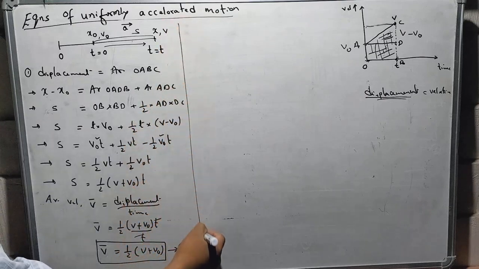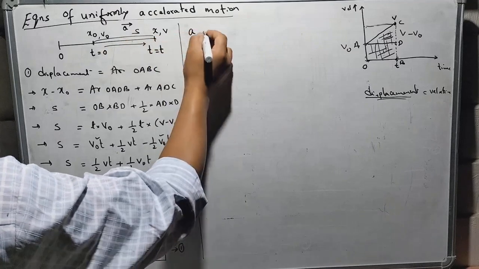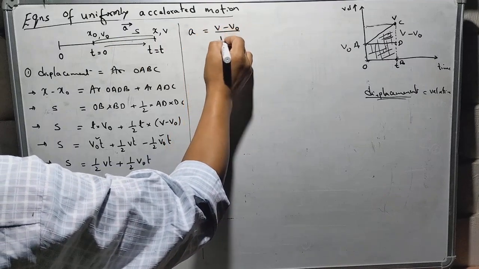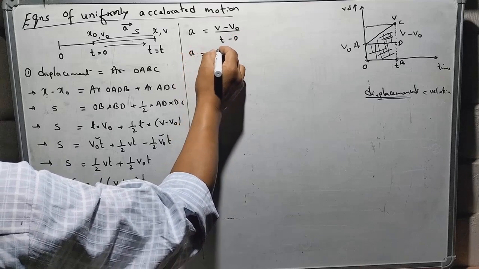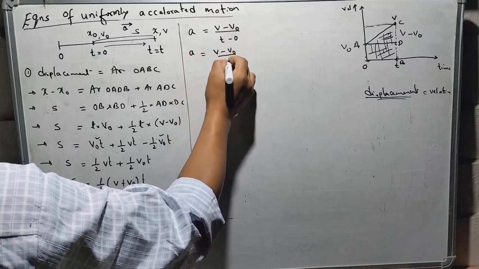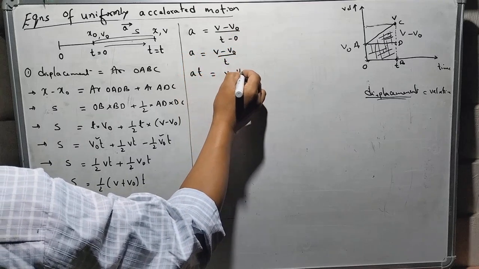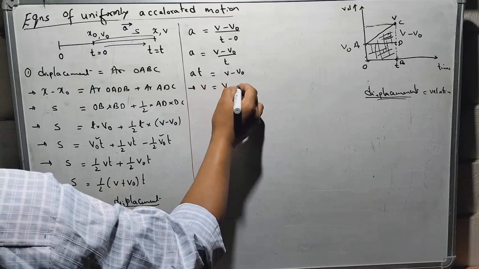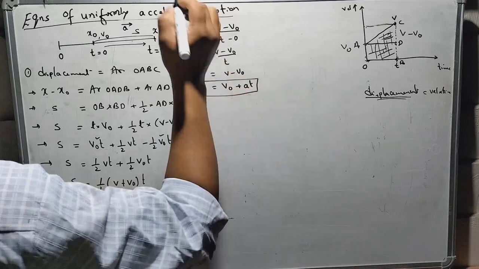Next we will look at the second equation of motion. So we know that the acceleration in this case is equal to final velocity minus initial velocity upon the change in time, or A is equals to V minus V naught upon T, or AT is equals to V minus V naught, or I can say V is equals to V naught plus AT. So this is the second equation of motion.